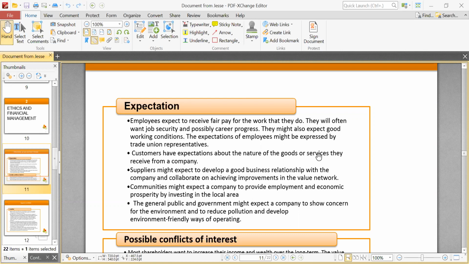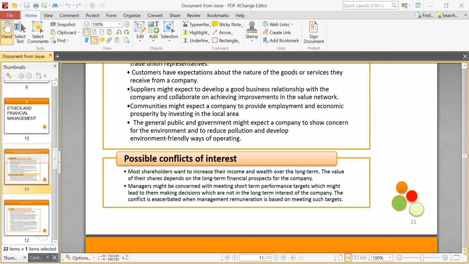It's very, very important. Now, there's something you need to know, which is very important when it comes to stakeholder management. There are possible conflicts of interest that might result from this. Because if you're an organization managing all these stakeholders, it's possible that a conflict might result. It's very, very possible.